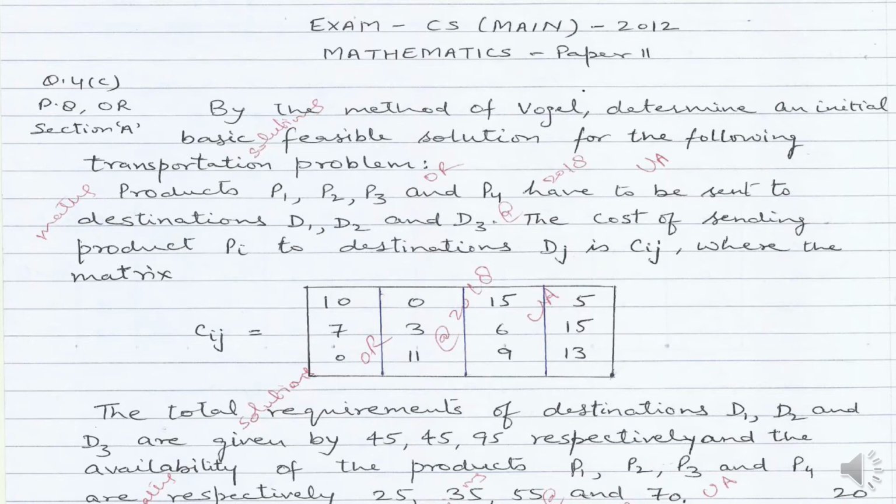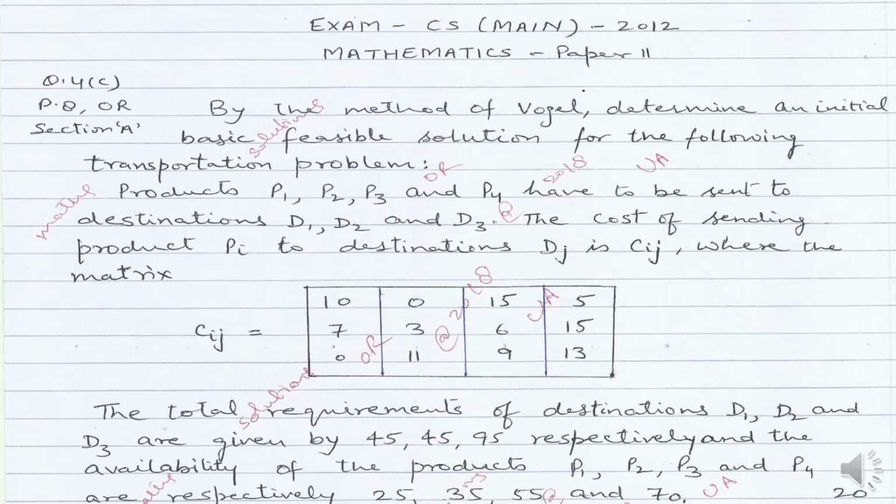Hello viewers, in this video I would like to discuss question number 4C of Operations Research CS Main 2012 Paper 2 Mathematics. This is a question of Vogel method. So by the method of Vogel, determine an initial basic feasible solution for the following transportation problem.